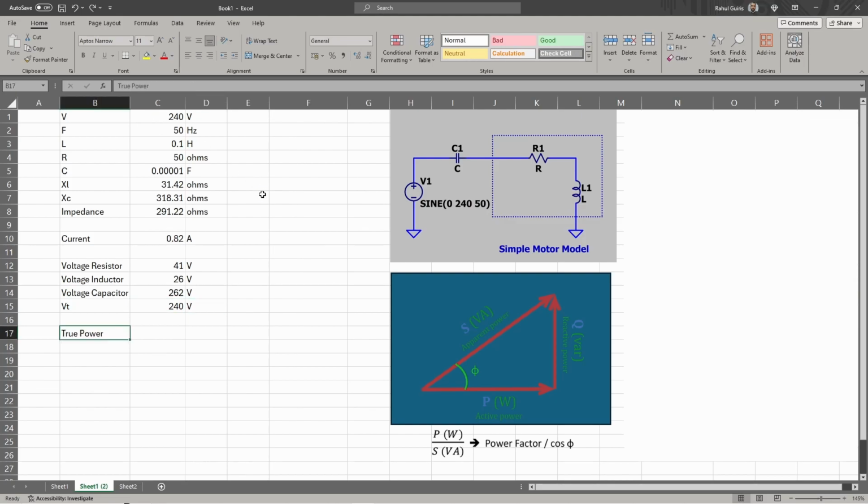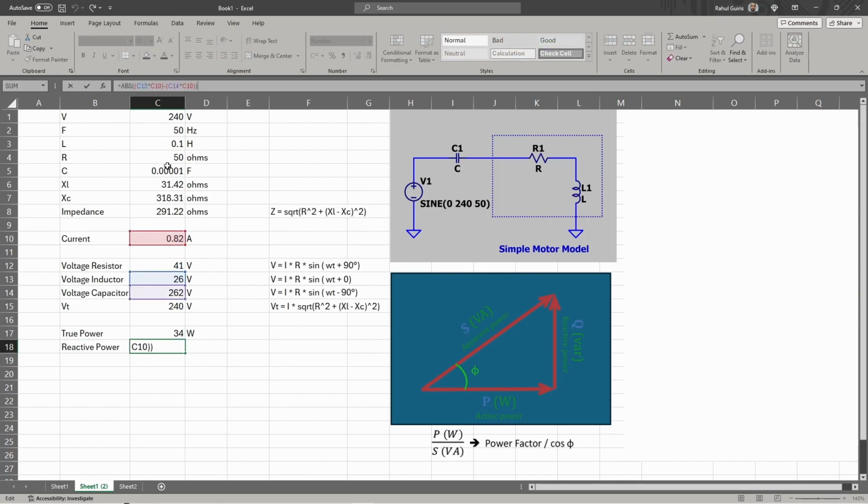So then we can go on to calculate the true power in this circuit, which is the power dissipation across the resistor. Again, we can do this in multiple ways. I'm going to do P equals VI, so that's basically the voltage of the resistor multiplied by the current. And we get 34 watts. The reactive power is equal to the power dissipation of the inductor minus the power dissipation of the capacitor. Obviously that returns a negative value, so I've made that absolute. And the unit for reactive power is VAR.